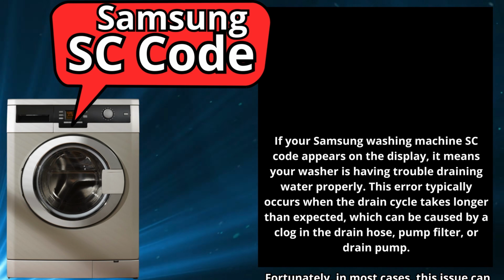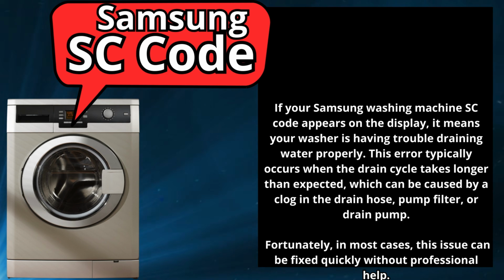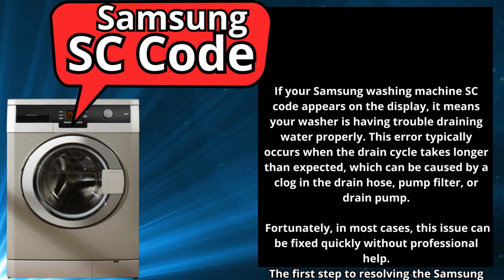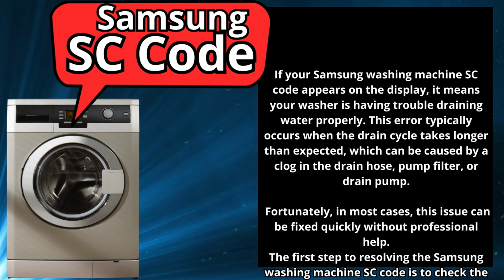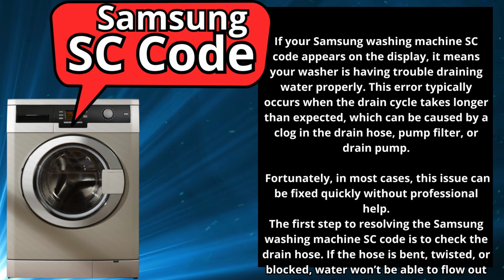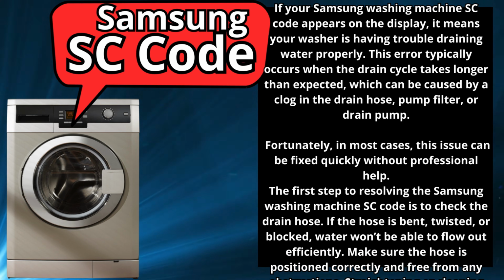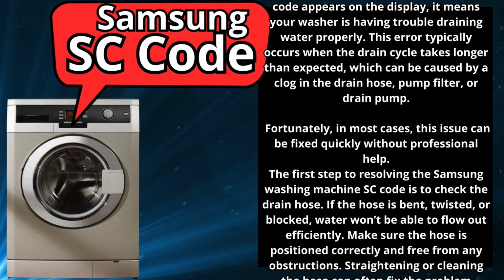If your Samsung washing machine SC code appears on the display, it means your washer is having trouble draining water properly. This error typically occurs when the drain cycle takes longer than expected, which can be caused by a clog in the drain hose, pump filter, or drain pump. Fortunately, in most cases, this issue can be fixed quickly without professional help.